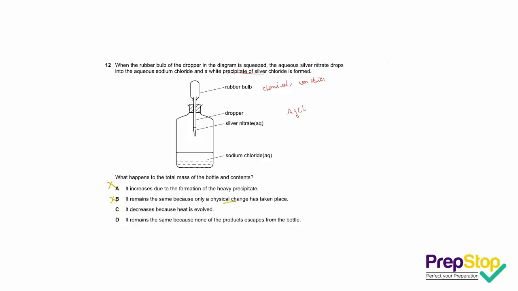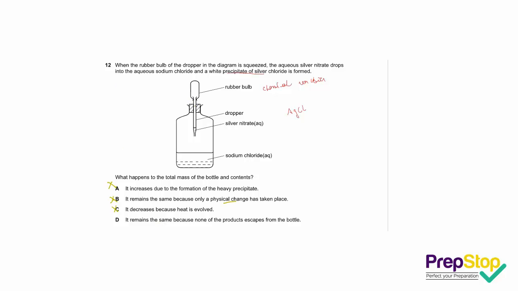Option C states it decreases because heat is involved. Heat does not affect the mass of the experiment or the contents in any way, so option C is also incorrect. Option D states it remains the same because none of the products escape from the bottle.